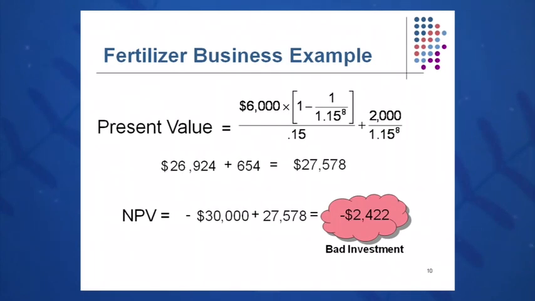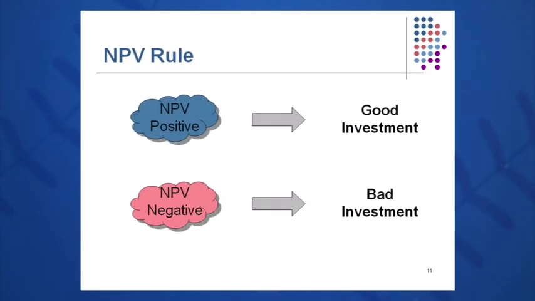So the present value of the cash inflows is $27,578, and compare that to the cash outflows of negative $30,000 today. So that's today versus today, and we get a negative $2,422 as our net present value. So at the 15% discount rate, we have a bad investment here because we have negative NPV. Again, very simply, the NPV decision rule is: NPV positive, good investment; NPV negative, bad investment. So just remember the NPV rule.